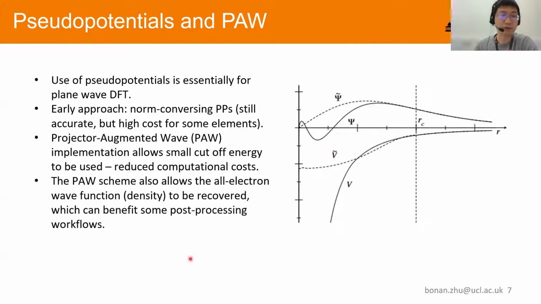And there are other schemes to further improve this, and the one that VASP uses is called the projector augmented wave implementation, which allows the use of a relatively small cutoff energy, or in other words, a relatively small set of plane wave basis functions. It also has some nice properties, such as making it possible to reconstruct the all-electron wave function, which can be quite useful for some post-processing workflows.